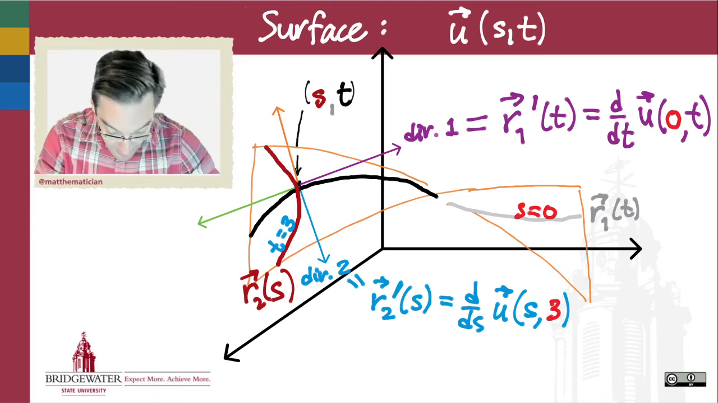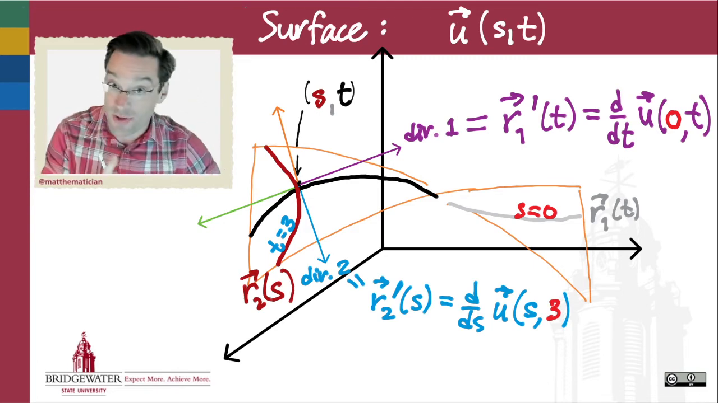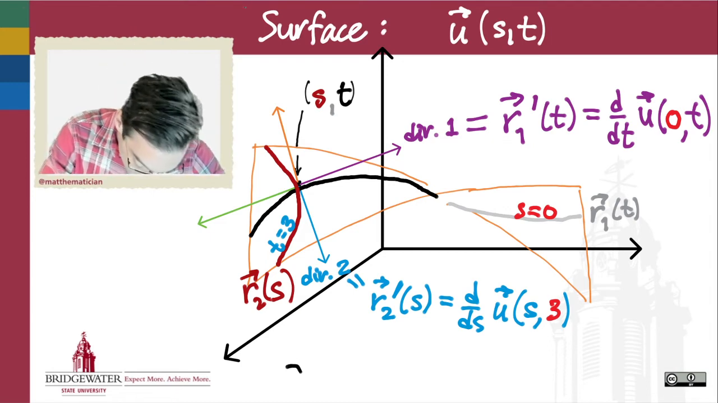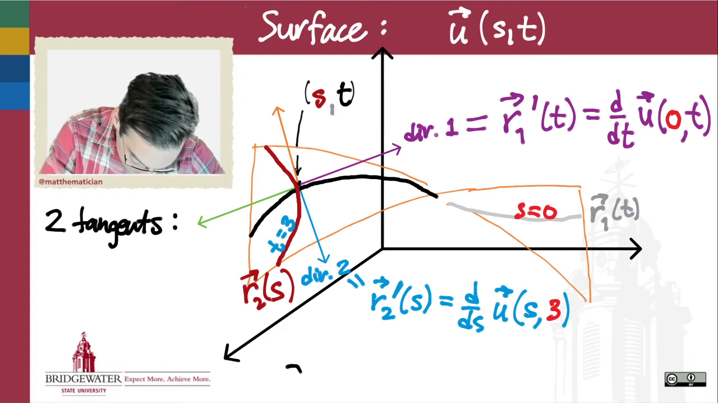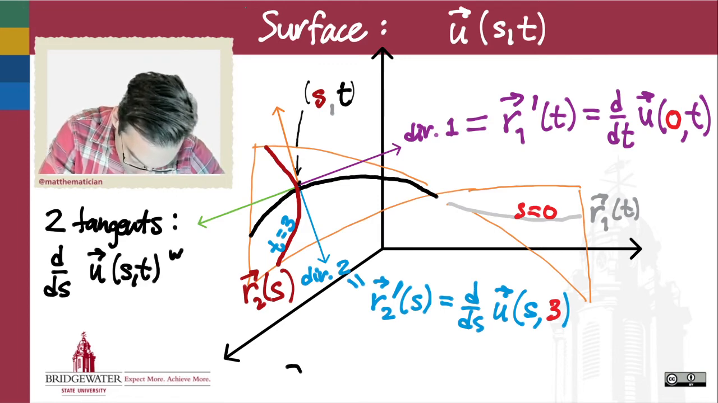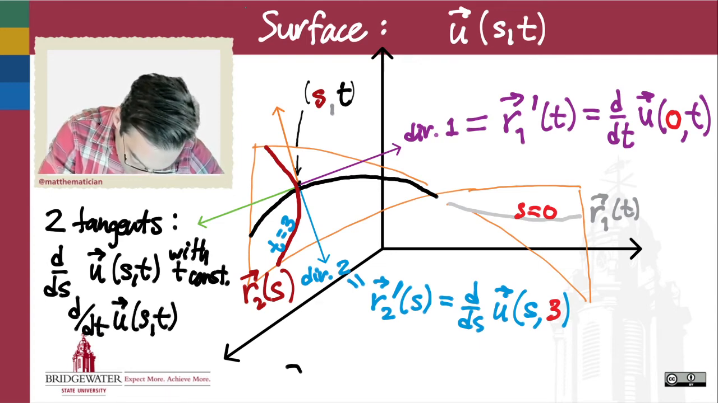So I guess the moral of the story here is, first of all, that we need two parameters to parameterize a surface. And second of all, we can get two tangent vectors to my surface just by taking an s derivative where t is held constant, and vice versa. The t derivative of my parameterization with s being held constant.